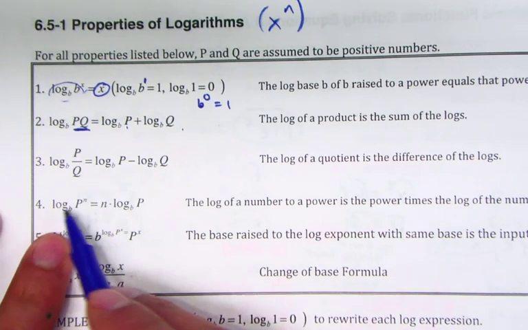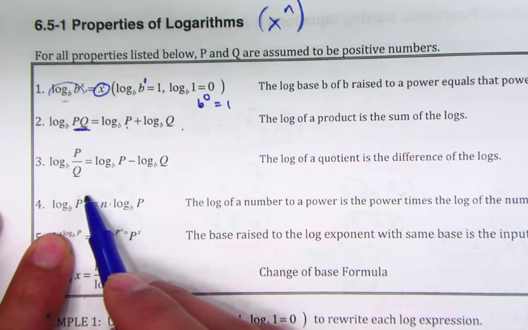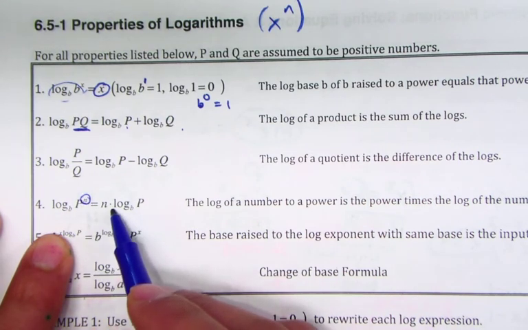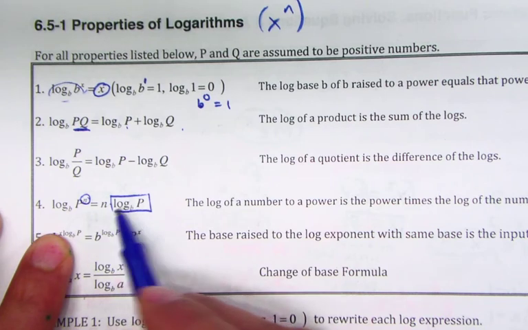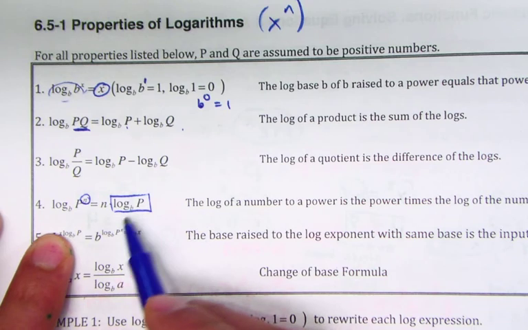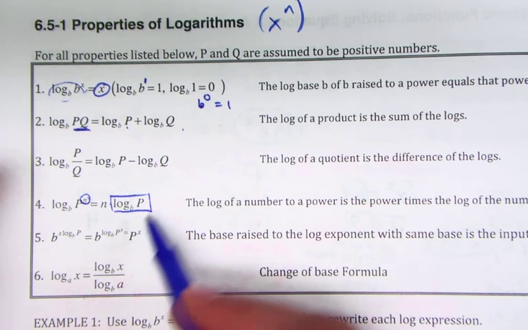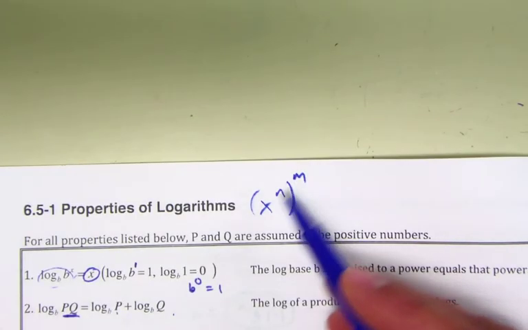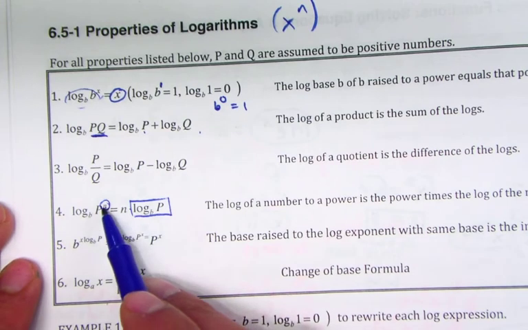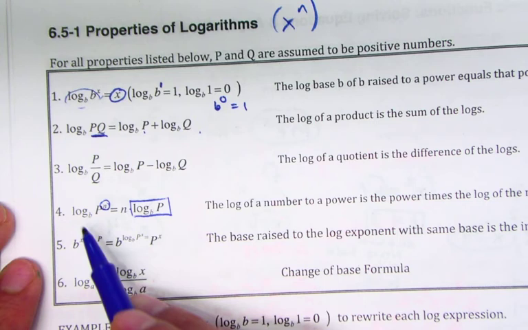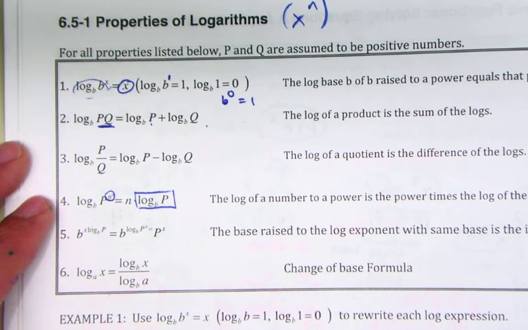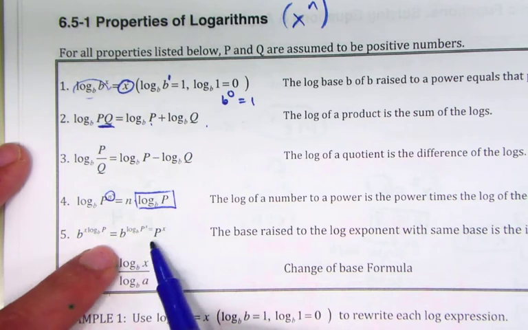Here we have log base b of some number to some power. What do you do with the power and the exponent? You multiply. So this exponent multiplies the log, which is an exponent. Okay? That's like this property up here. This m is an exponent, just like this little n is an exponent, and that multiplies the log, because that's the other exponent of the function. Okay?